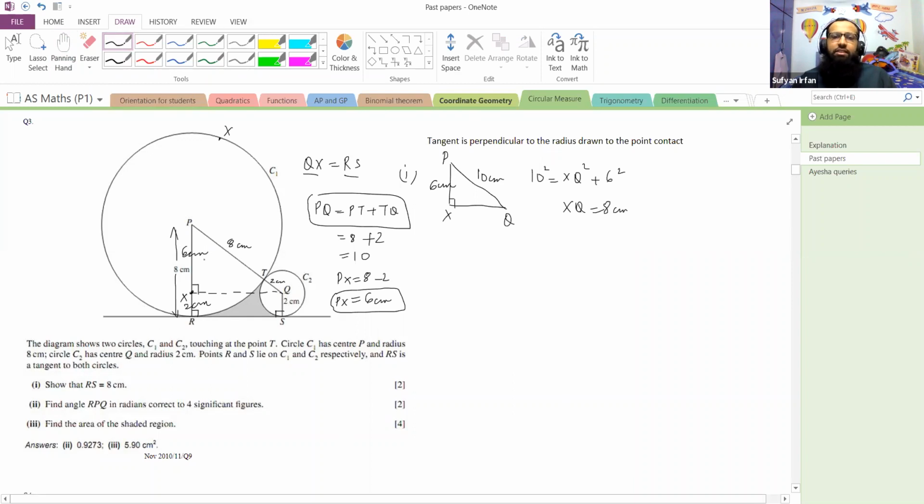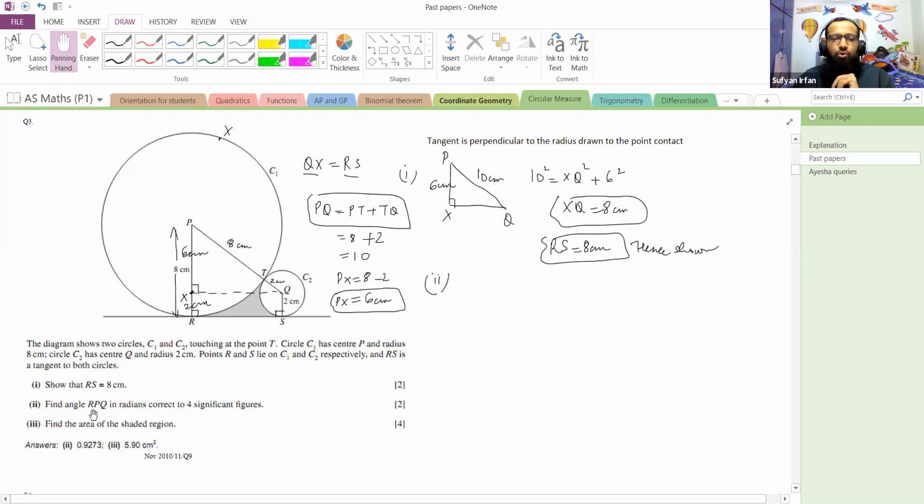Perfect. XQ is 8 centimeters, and we know that XQ is equal to RS. Therefore, RS is 8 centimeters. Hence shown. As I said, we have to be very clear with our workings so that the examiner has no doubt with regards to our working, and we secure full marks successfully.